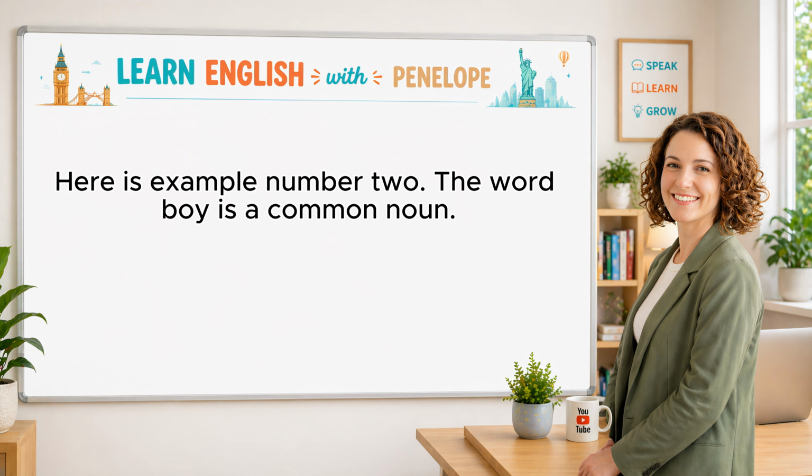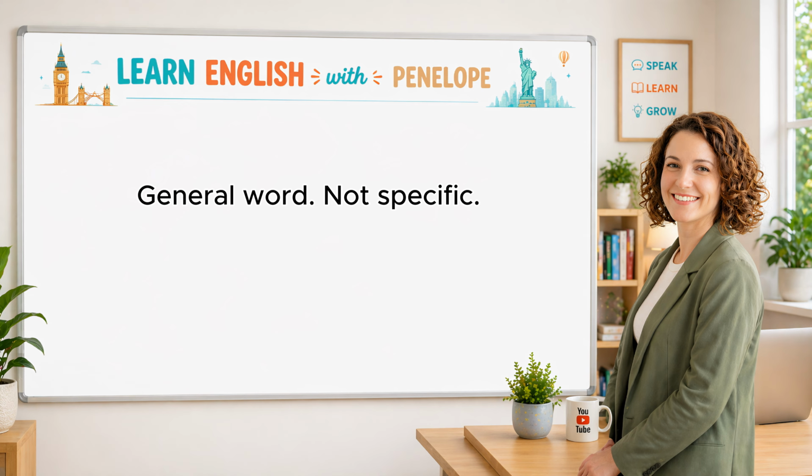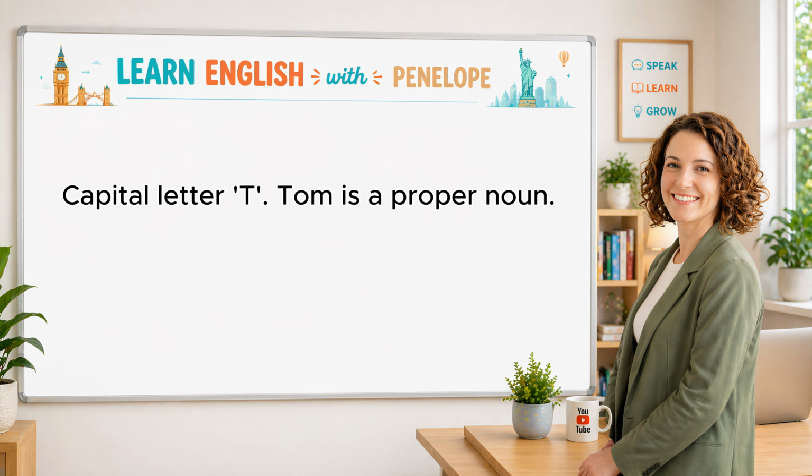Here is example number 2. The word boy is a common noun, general word, not specific. But the name Tom is a proper noun. It is the name of one specific boy. Capital letter T. Tom is a proper noun.